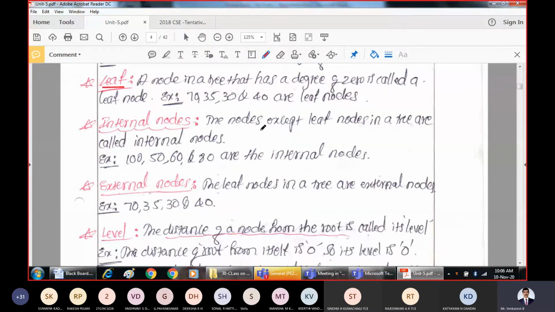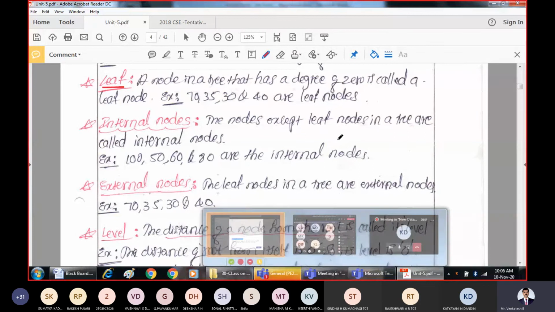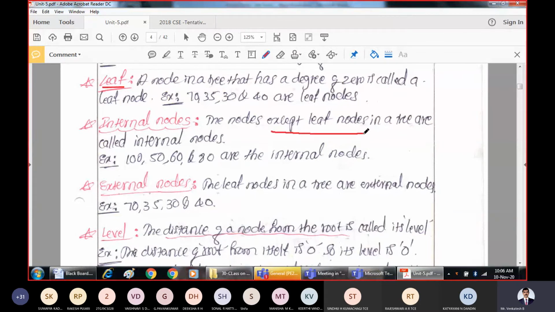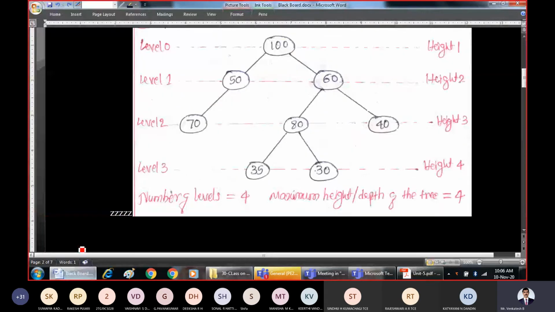Internal nodes. What are internal nodes? The nodes except the leaf nodes in a tree are all called internal nodes. For example, 100, 50, 60 and 80 are internal nodes. Other than the leaf nodes, all are called internal nodes. That you should remember. So go back. What are the leaf nodes?